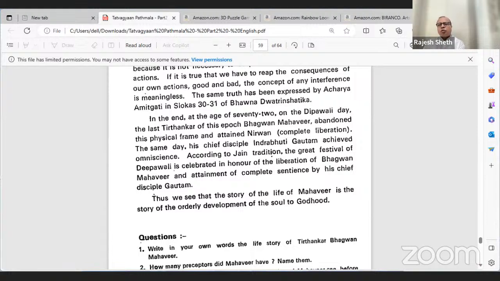In fact, every soul in this universe has the same potential. Everyone has the same qualities, attributes, same quantity of attributes, and everyone is equal. There is no one who is bigger or someone who is smaller. Each and every soul is equal. So this was all from the story of Lord Mahavir.